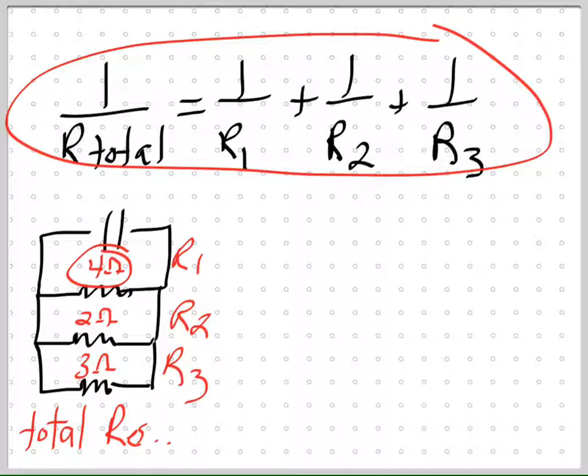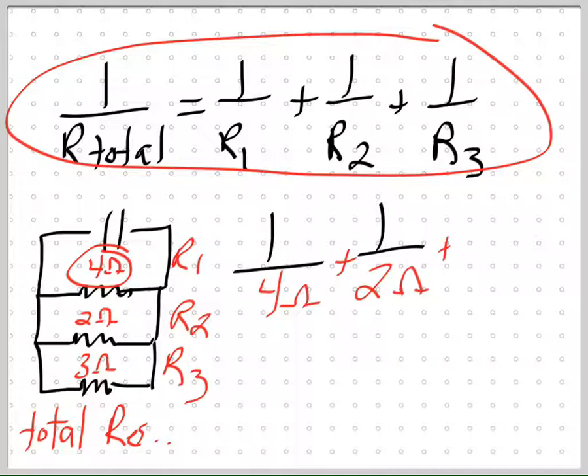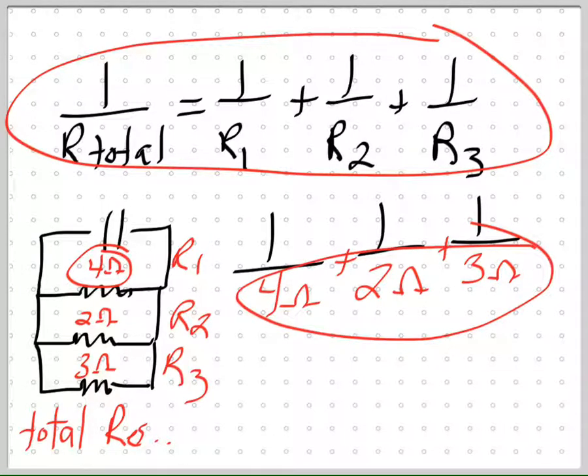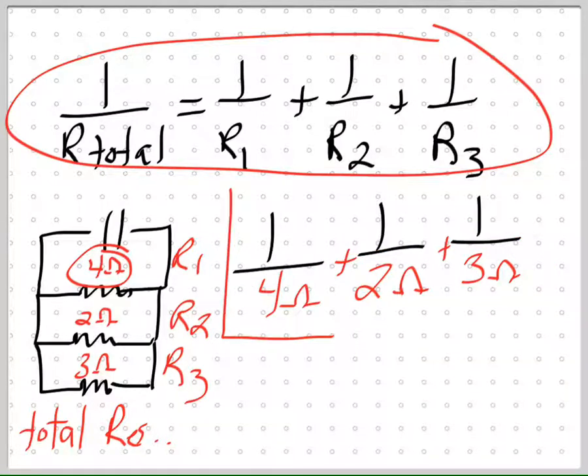So let's do it. 1 over 4 ohms plus 1 over 2 ohms plus 1 over 3 ohms. If you're into fractions, you can go right ahead and try to make all of these denominators the same. But if you're not into that, this is what I would do. I would just take each one by one and convert them to a decimal. In your calculator, you would punch in the 1 first and then divide it by the 4.